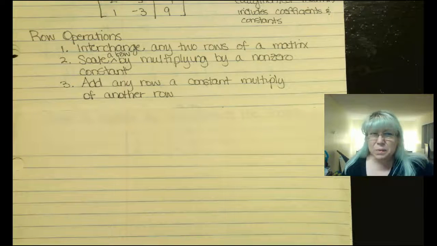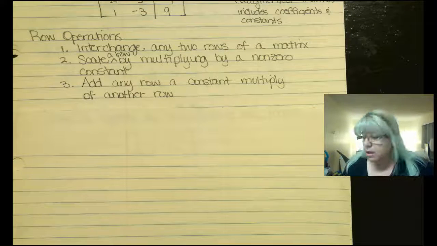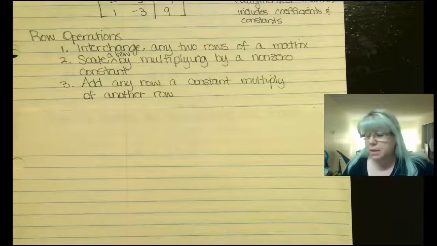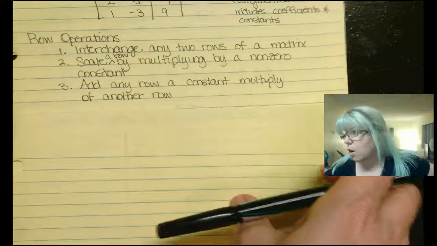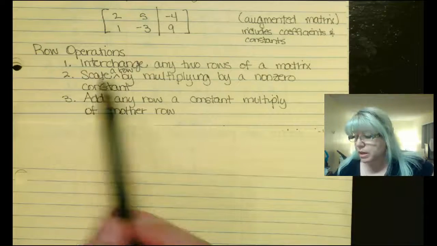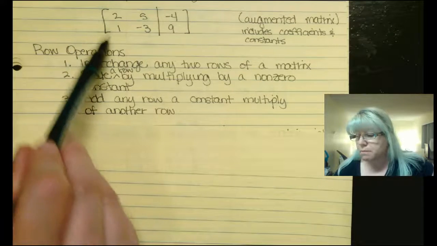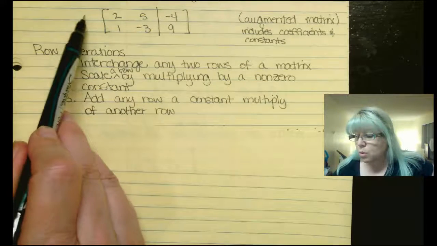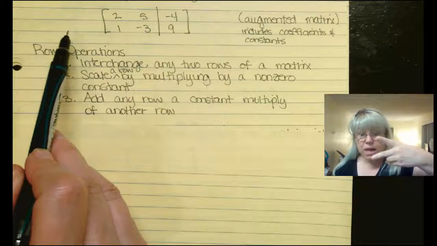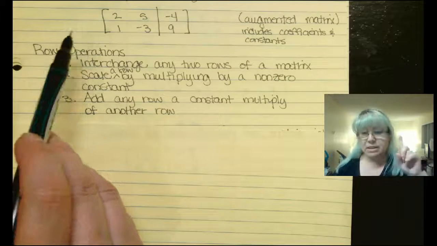So what can we do with a matrix? So what? We have this matrix. Now what do we do, right? Well, there are operations that we can do on a matrix. In fact, there are 3 that we're going to discuss. The first one is we can interchange any 2 rows. That means we can swap them. So if this is row 1 and this is row 2, I can swap them and write row 1 as row 2 and row 2 as row 1. That's the first thing we can do.